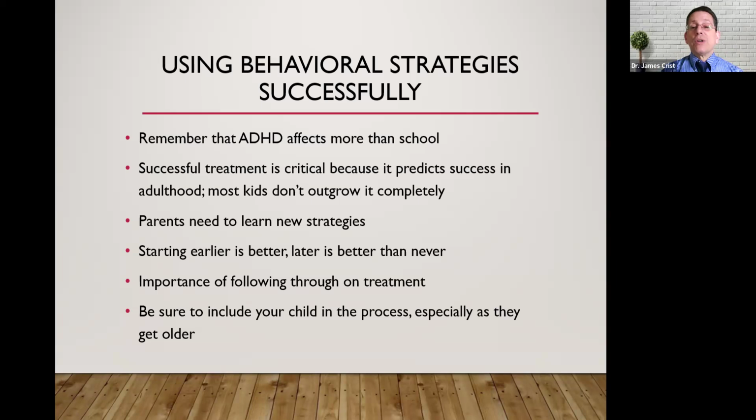Successful treatment is critical because it predicts success in adulthood, okay? How a child with ADHD will do in adulthood is best predicted by three things. It's whether or not his or her parents use effective parenting skills, how they get along with other kids, and their ability to be successful in school, okay? If they're having trouble with any one of those things, they're less likely to be successful.